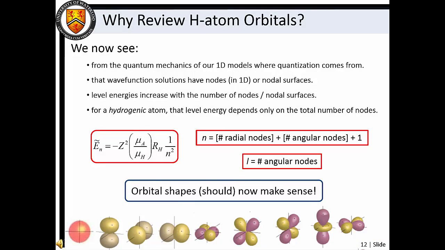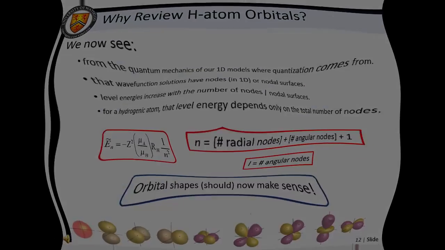By building up our picture of the hydrogen atom from our one-dimensional model, we can now see how quantization arises in atomic systems. It is also now clear how and why nodal surfaces arise for atomic orbitals. Furthermore, we see that the energies of the hydrogen atom quantum states increase with the number of nodal surfaces, and that to a first approximation, level energies depend only on the total number of nodes, which are defined by the principal quantum number n and the orbital angular momentum quantum number L.